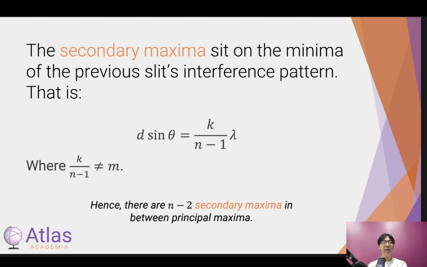Another way you can think about this is that we said that secondary maxima sit on the minima of the previous slit's interference pattern, and the previous number of slits, and we just said that there are n-1 minima for a given n. So if we take the number of slits that we currently have, let's say n, subtract 1 to get the previous slit number, and then subtract another one from that to get the number of minima, then what we get is the number of secondary maxima of the current number of slits n. So another way to think about it is n-1 minus 1.